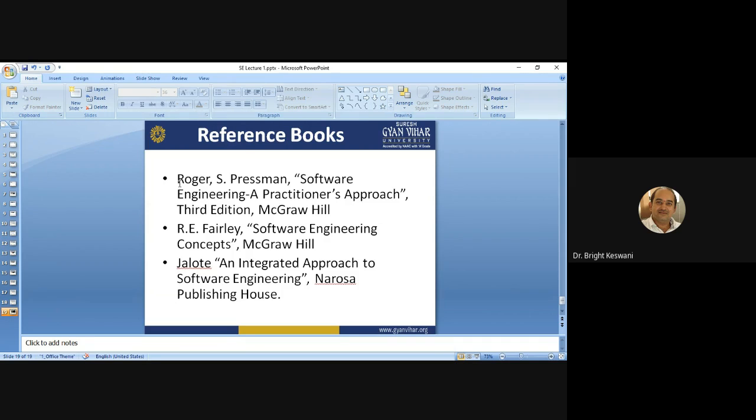Now come to the last thing, the reference books. Although I have elaborated all the topics related to the introduction of software engineering, we will continue in the next class, and we will discuss the principles of software engineering, like major principles and additional principles, and aspects and elements of software engineering. There are many things which have to be discussed, so we will discuss other things in the next class.